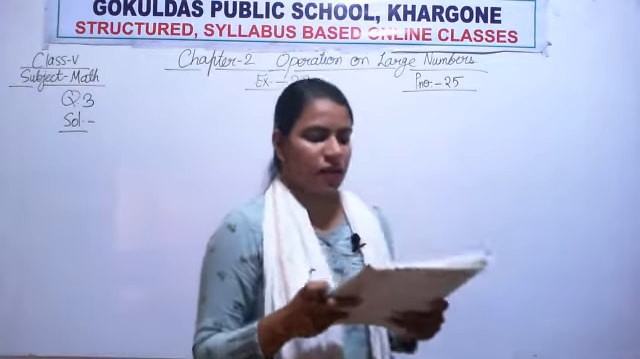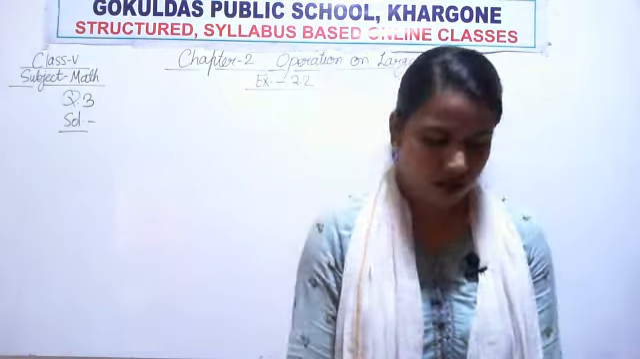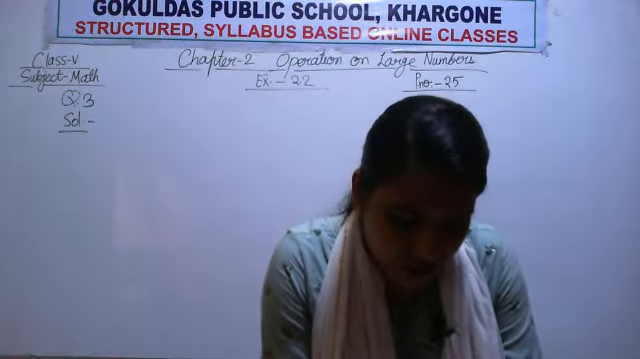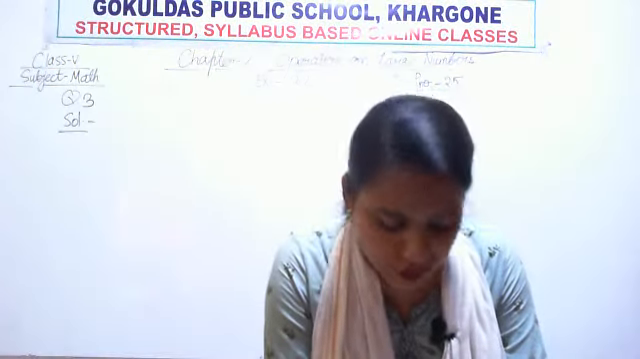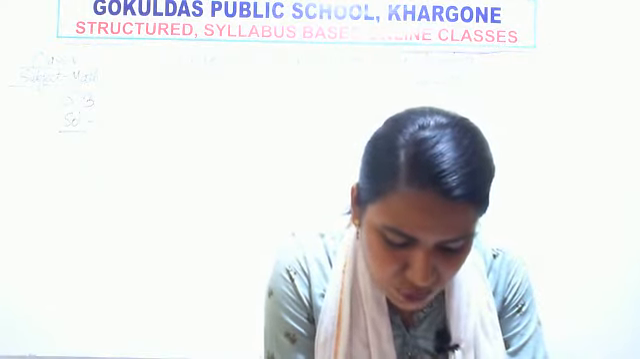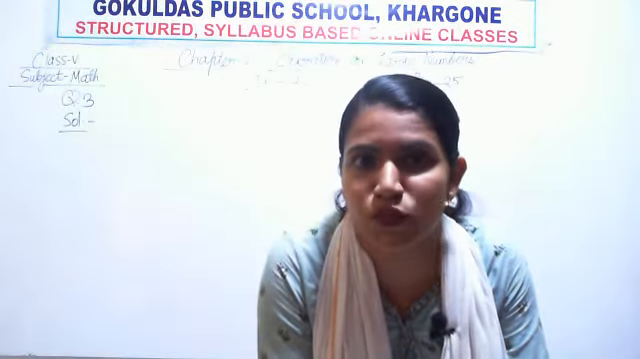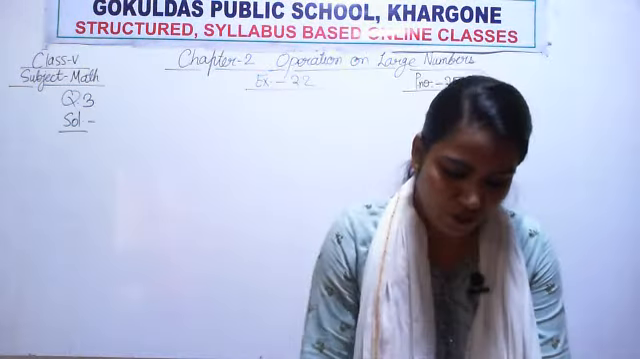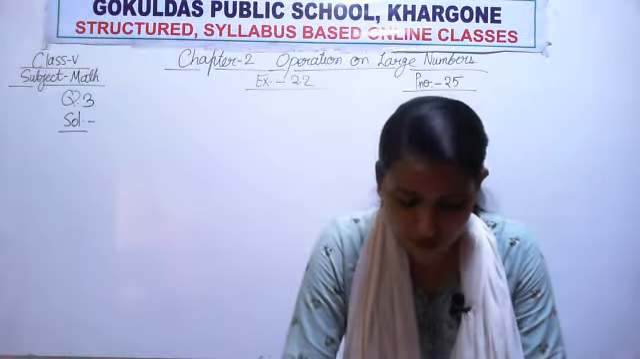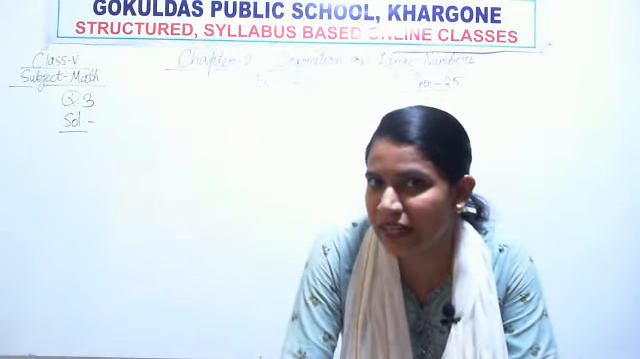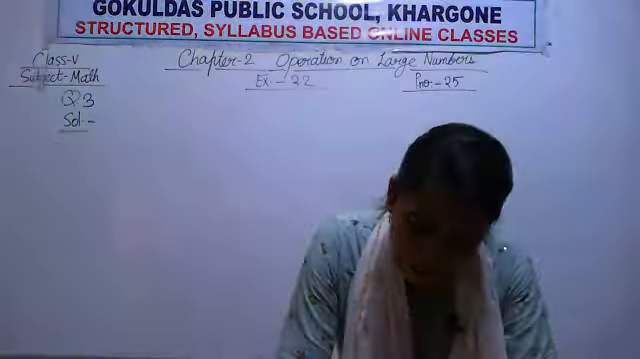Read the question and identify which operation you have to perform: addition, subtraction or multiplication. There are 152 children in a school. Total students are 152. The school collects rupees 125 from each student for charity. Find the total amount collected. From one student, how much are they collecting? They are collecting 125.